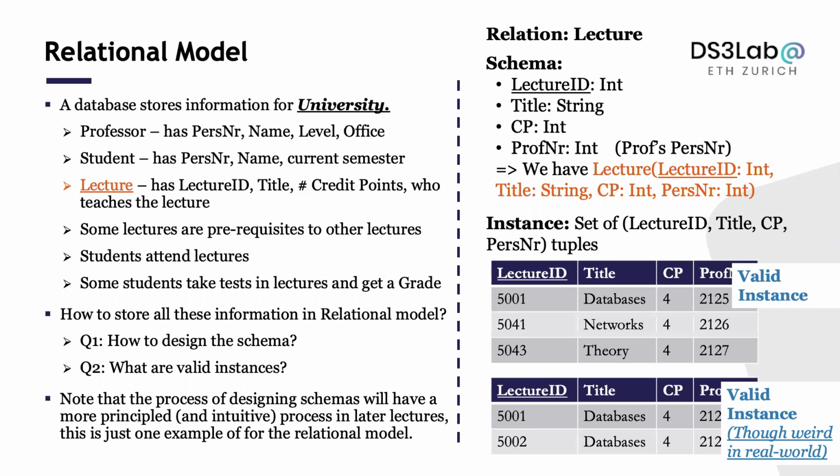But if you give me the relational schema like this, the second instance is valid. There's no problem with that, okay?